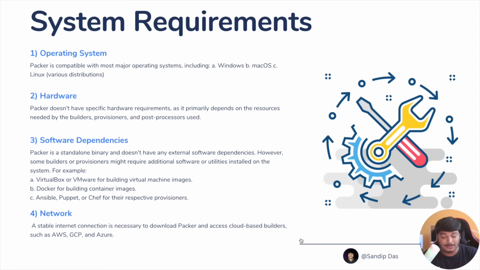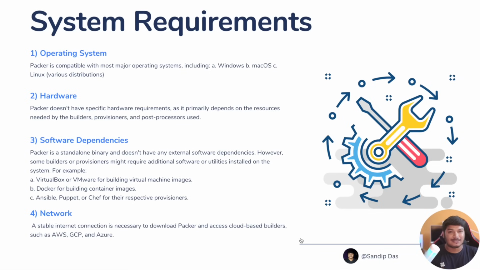Then software dependencies, that is important. Packer is a standalone binary and doesn't have any external software dependencies. However, some builders or provisioners might require additional software or utilities installed on the system. For example, VirtualBox or VMware for building virtual machine images, Docker for building Docker images, and Ansible, Puppet, or Chef if you want to use them as a provisioner for your image creation.